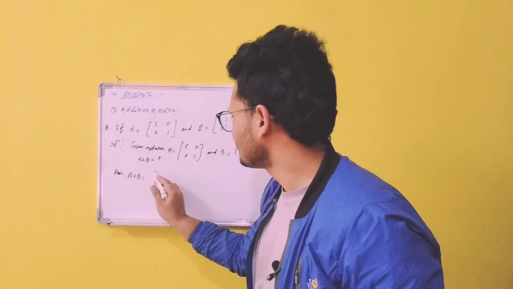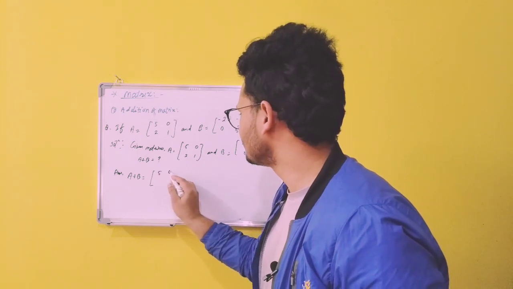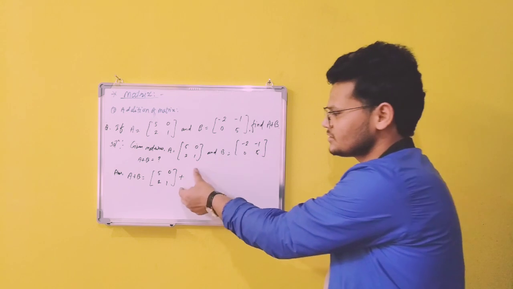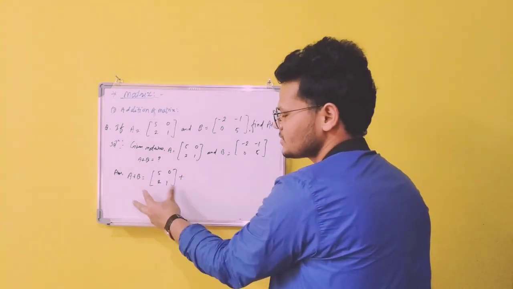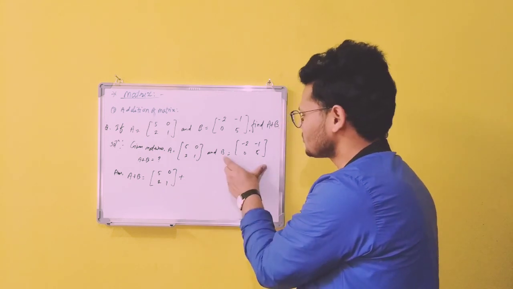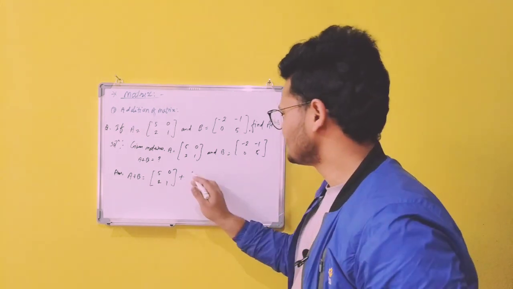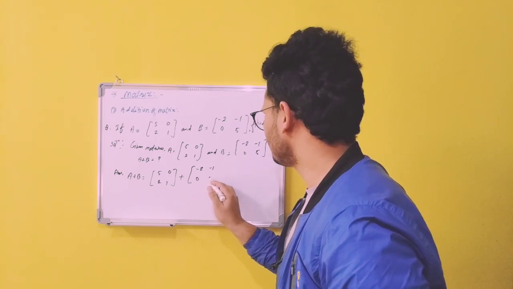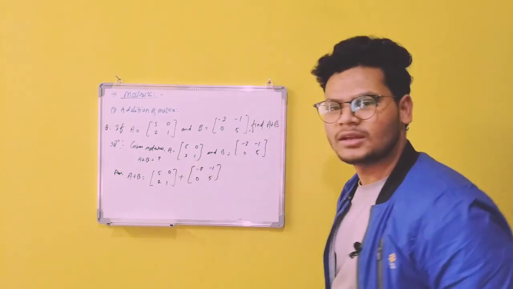Okay, is equal to how much? 5 0 2 1 and plus sign. Whatever the value given, you need to just substitute, right? Plus sign, just substitute the value of A, and plus sign, here you have given plus sign, and also B we have given, just substitute that value B. -2 -1 0 5. Okay, now add that one.